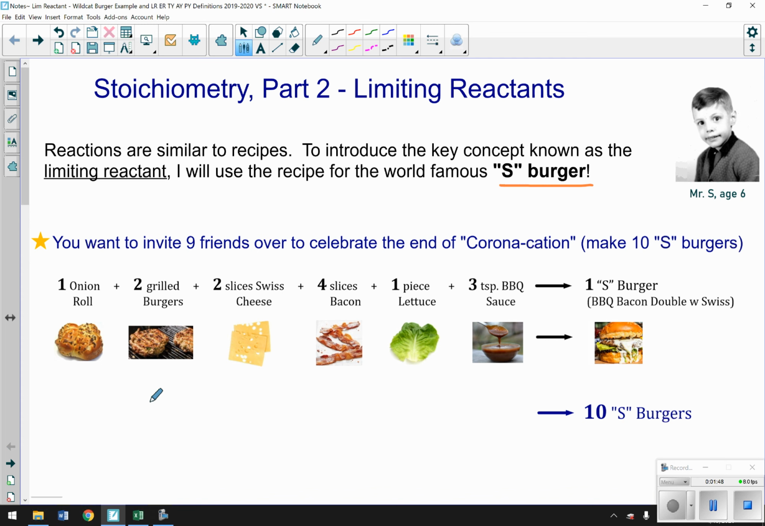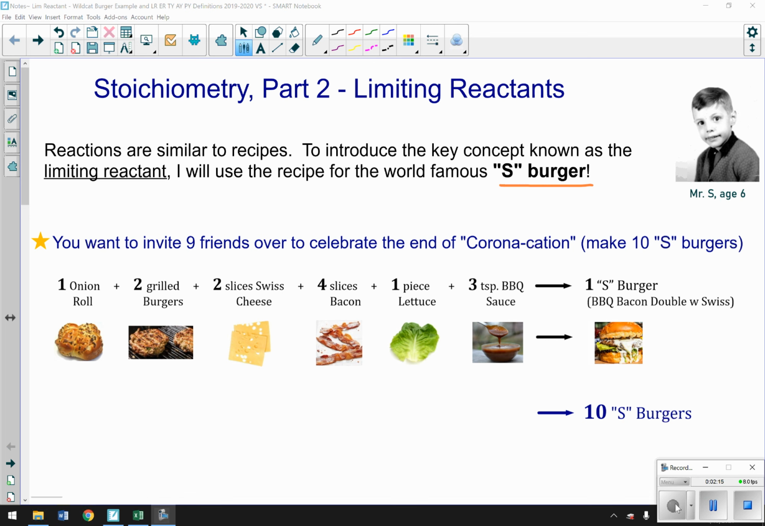The idea behind this is, let's say that finally we get to the end of what some of you call coronication or social distancing, and you're finally able to invite some friends over. You want to invite 9 friends over, and you'd love to make them this fancy S-burger as your meal. So first you've got to check out the recipe.